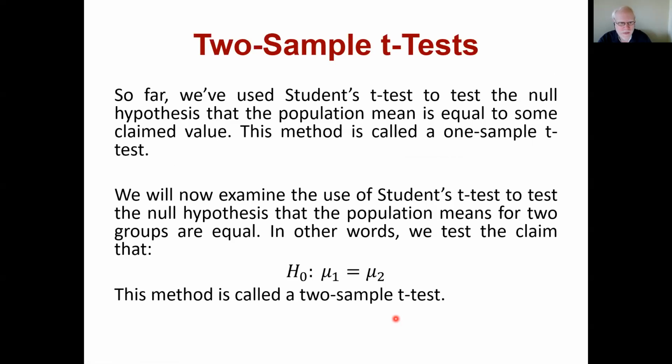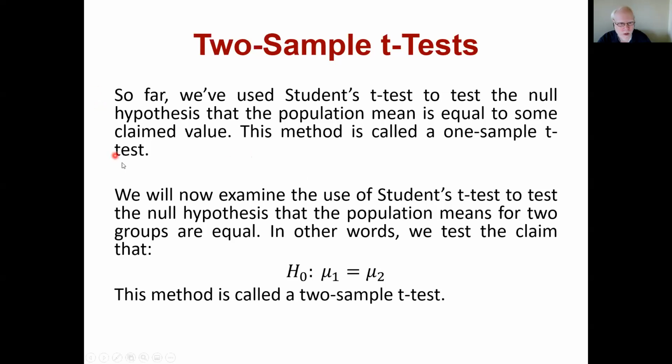All right, so far we've used Student's t when we've been doing hypothesis testing to test the null hypothesis that the population mean is equal to some claimed value. So in that last case, we said that pennies are 2.5 grams. Before we said that the IQ score is 100. So we had some claimed value. But oftentimes we're not comparing to some claimed value. We're comparing to another sample.